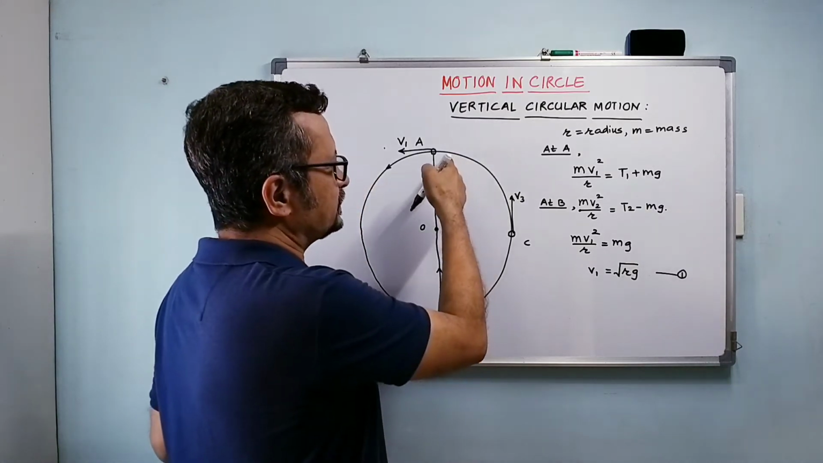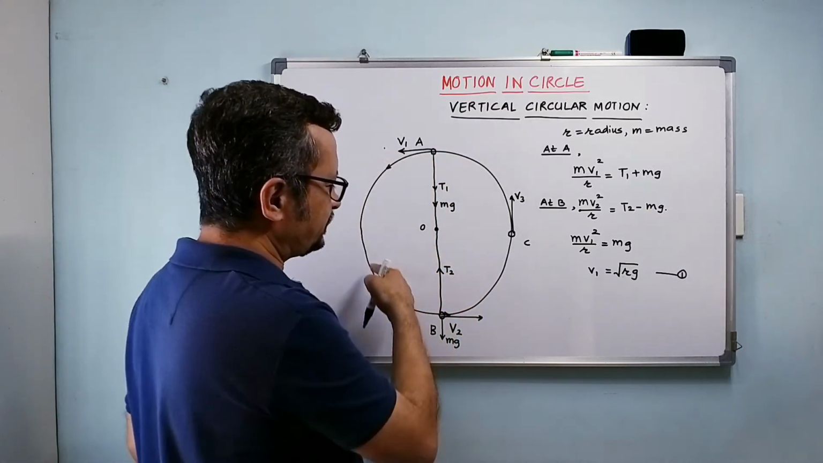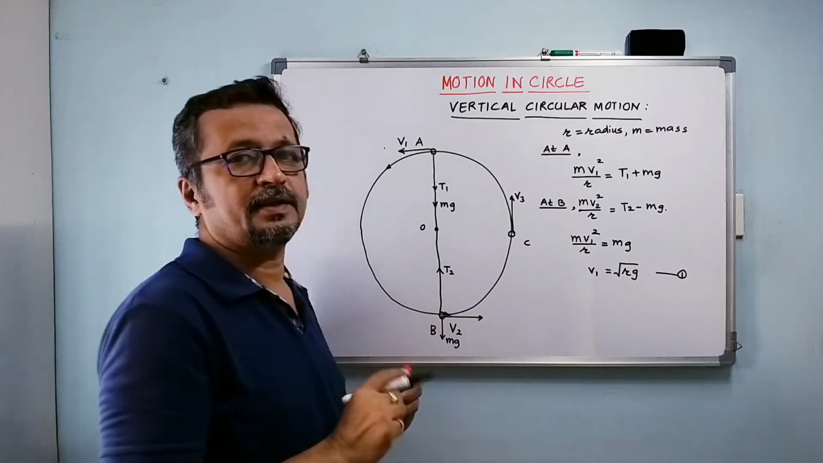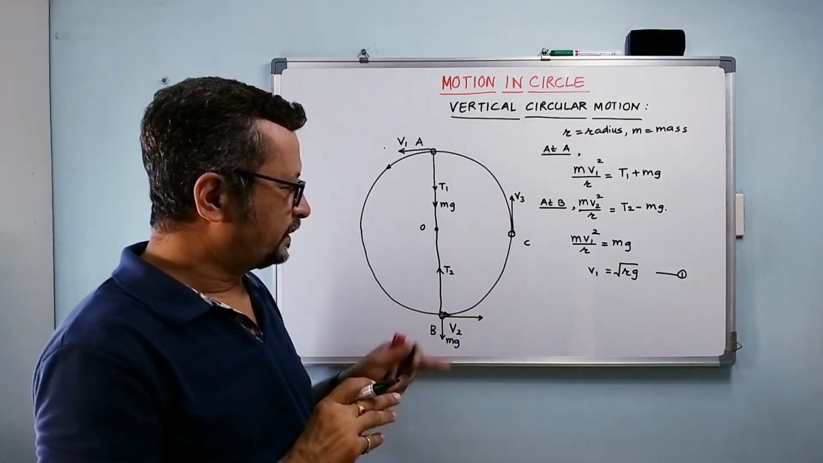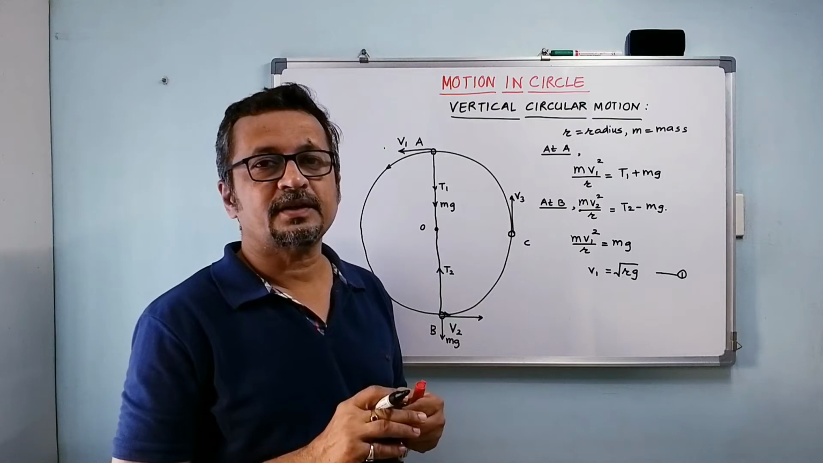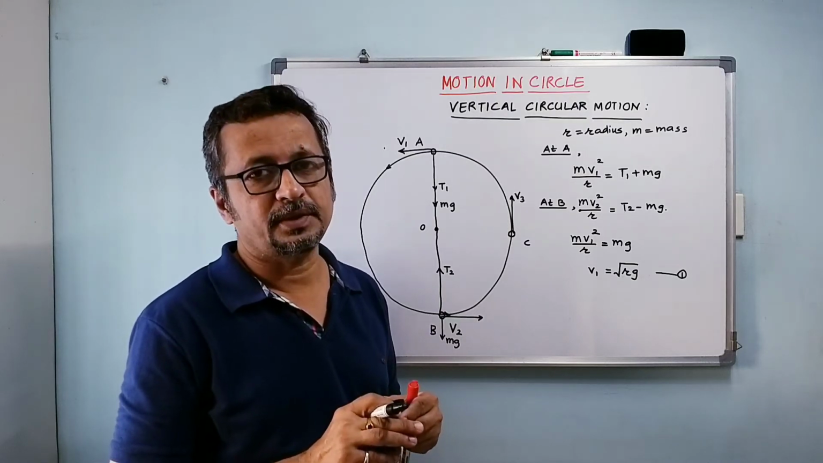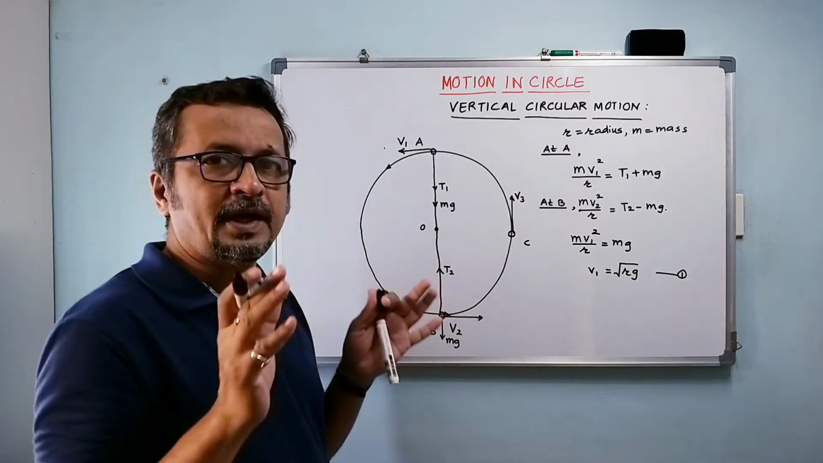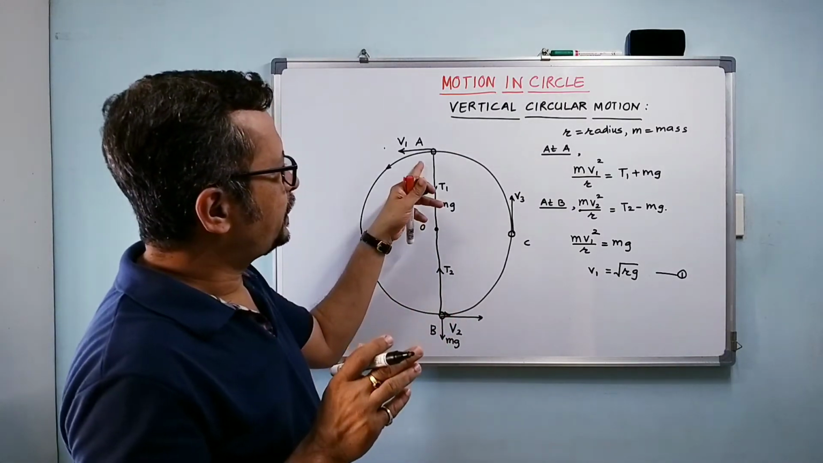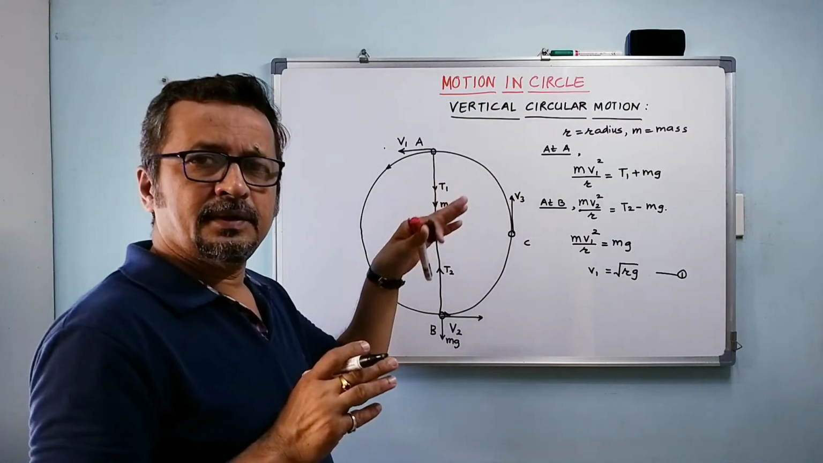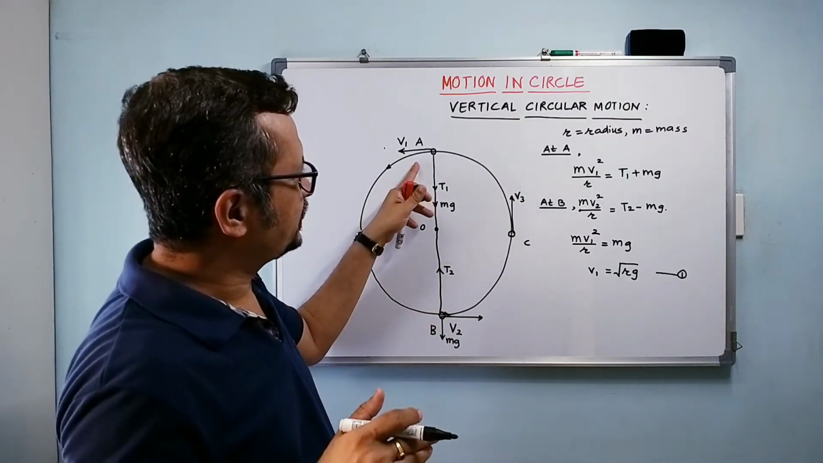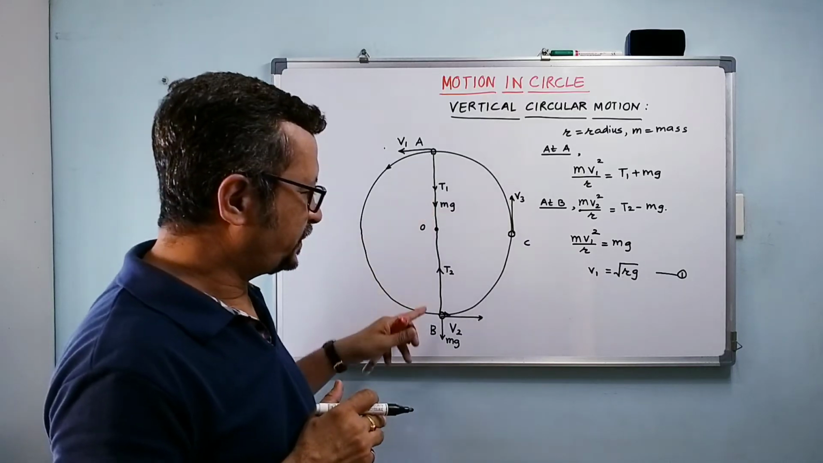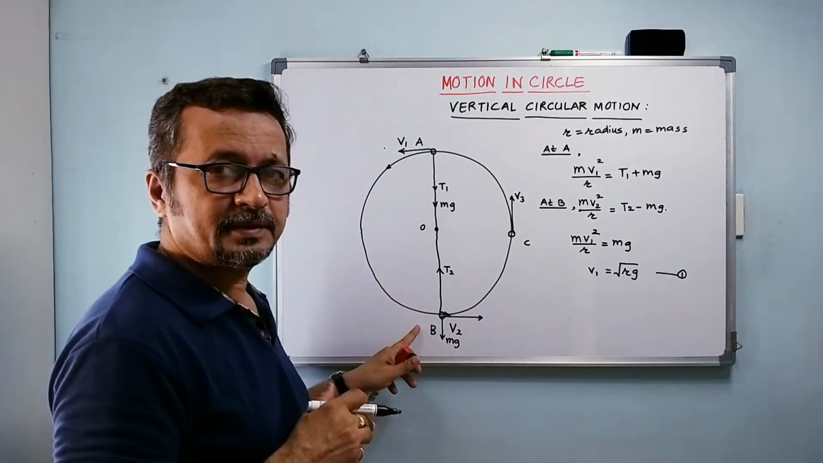Now it crosses point A and then finally it reaches point B. Now here, what do we expect the velocity v2 to be? For that, what we can do is conserve the total energy. Total energy at point A should be equal to total energy at point B.